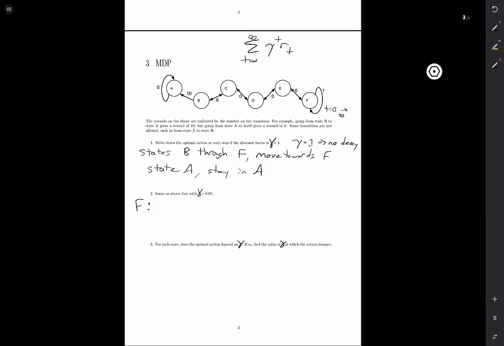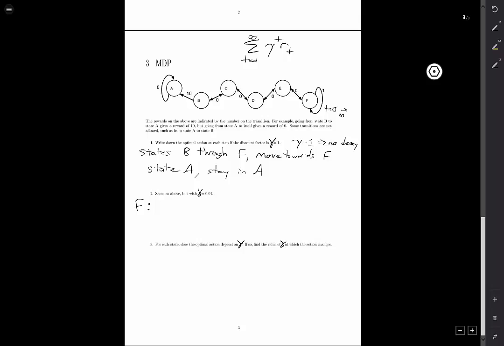So at F, we can decide to stay there, and if we do, then we get the sum of discounted rewards, and it will be gamma to the t times our reward, which is 1. So it ends up being 1 over 1 minus gamma, which equals 100 over 99. So that's if you go right. Now, what happens if you go left?